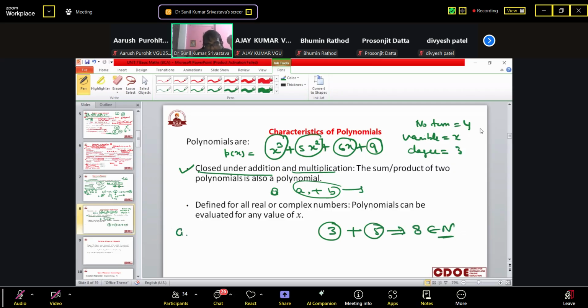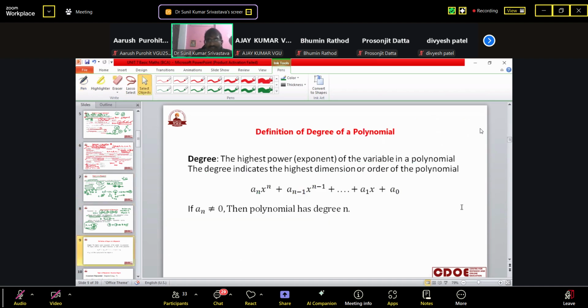The meaning is that if a and b are elements of a particular set, their composition is also an element of that set, and then the set is said to be closed. So it is written: closed under addition and multiplication. In the same way, the sum or product of two polynomials is also a polynomial. Defined for all real or complex numbers, polynomials can be evaluated for any value of x.